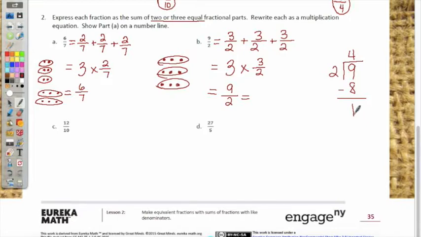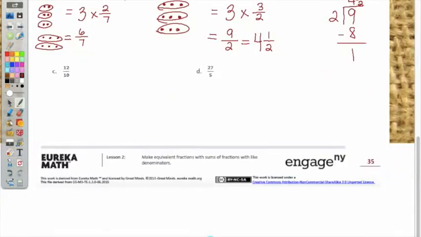So 4, and then I take my remainder and put it on top of my divisor. So 9 halves equals 4 and 1/2. And life is good. And easy. Okay, let's do the next two. Remember, we're only looking at the numerator. So 12. Let's get your equal signs on there first.